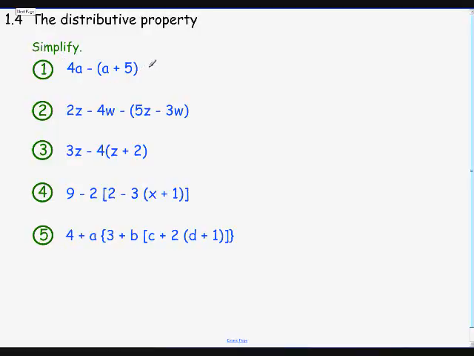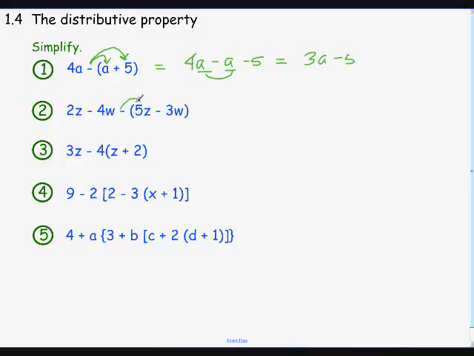Simplifying with the distributive property. How about this one? We're going to simplify. Okay, we're going to start by distributing that negative. So we'll have 4a minus a minus 5. Both the a and the 5 were positive, so when I distribute the negative, they both become negative. That will simplify now. I've got 2 like terms right here. I can combine them and it'll give me a 3a minus 5.